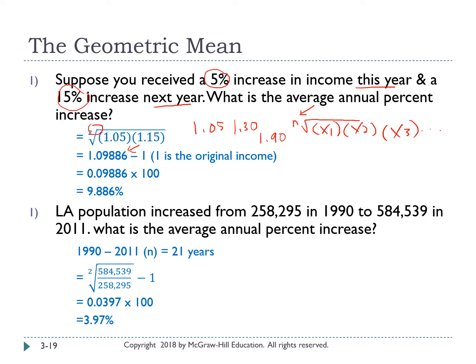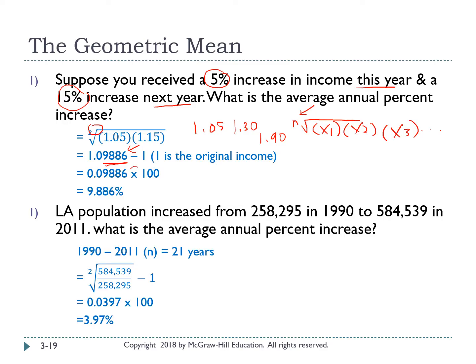Why is that? Because this value is the value of increase. So if you want to see the changes, you have to minus 1. 1 is the original income, the original value. If you don't minus 1, you cannot see the changes, the difference from the original value. So you minus 1, and you will get 0.099 something. Okay, so this is the answer.